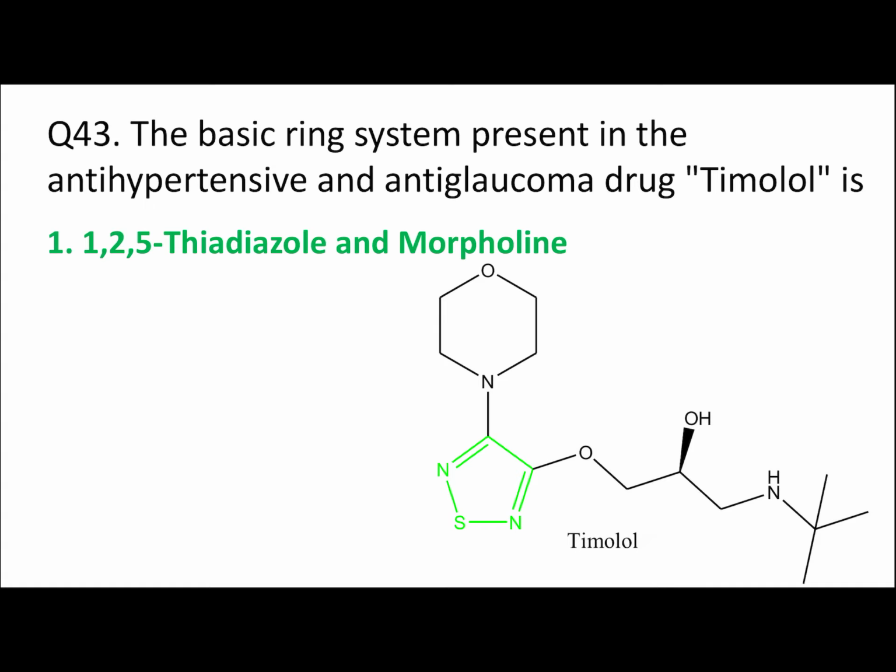And above this thiadiazole ring, there is a morpholine ring. You can see that it is a 6-membered heterocyclic ring containing nitrogen and oxygen at 1 and 4 positions. It is morpholine. So the basic ring system present in the antihypertensive and anti-glaucoma drug timolol is 1,2,5-thiadiazole and morpholine ring.